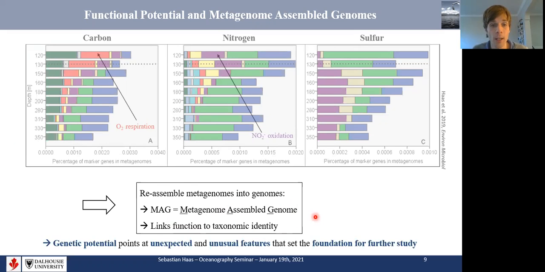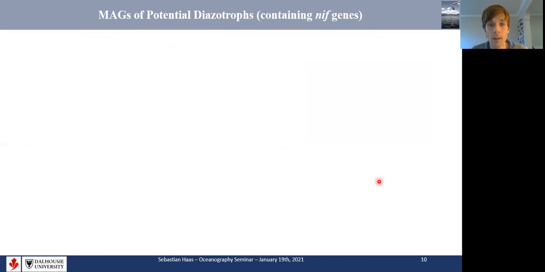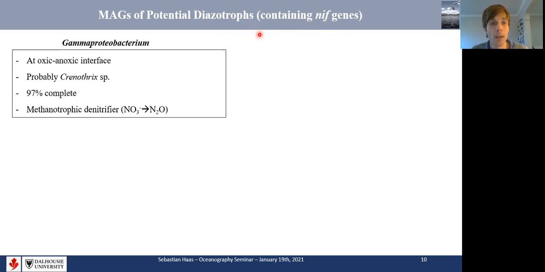possess these genes. And one takeaway from this 2019 study was that some of those features we detected from these DNA analyses were unexpected and can set the foundation for further study. And that's where I want to pick up for the rest of my talk about Pow Lake, where we found two of these MAGs containing the NIF genes, the functional marker gene for nitrogen fixation, identifying them as potential diazotrophs, which means nitrogen fixing organisms.